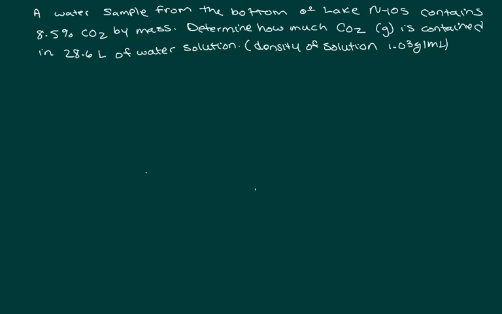So we would want to start out with what we're given. We're given 28.6 liters of water in solution, and we want to figure out how much carbon dioxide is in there. But we know the mass percent. So let's see how we can use the mass percent. First, what does 8.5% carbon dioxide by mass mean? It means that we have 8.5 grams of CO2 for every 100 grams of solution.